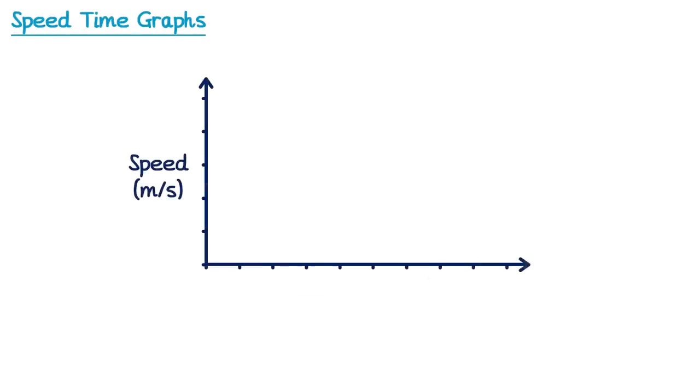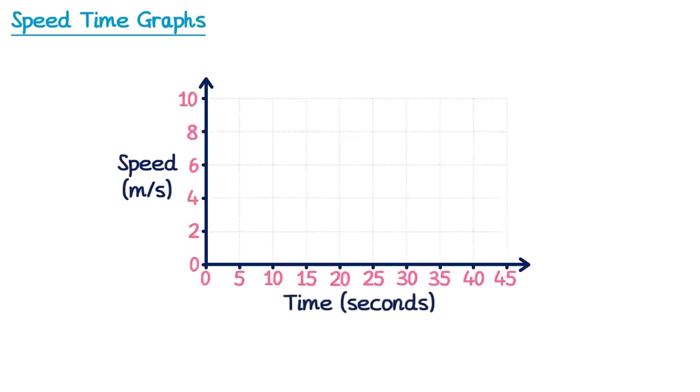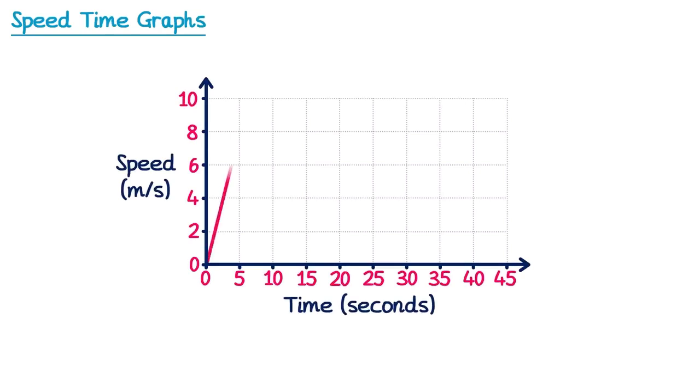If we draw a graph with speed on the vertical axis and time on the horizontal axis, then we call this a speed-time graph. Let's add some scales to these axes and look at a speed-time graph for a runner during a race. So during the race, we have a speed-time graph that looks something like this.